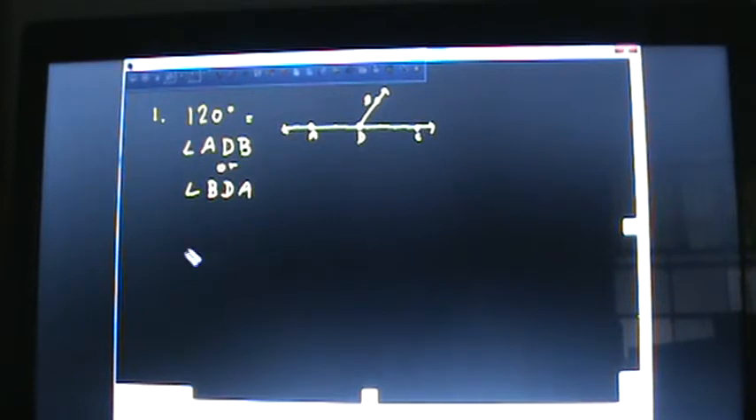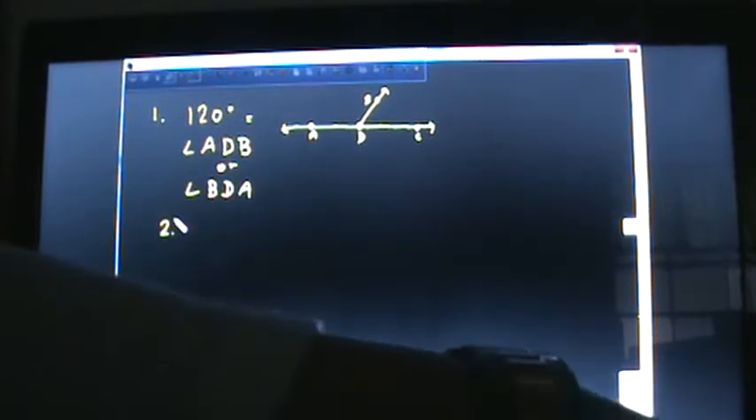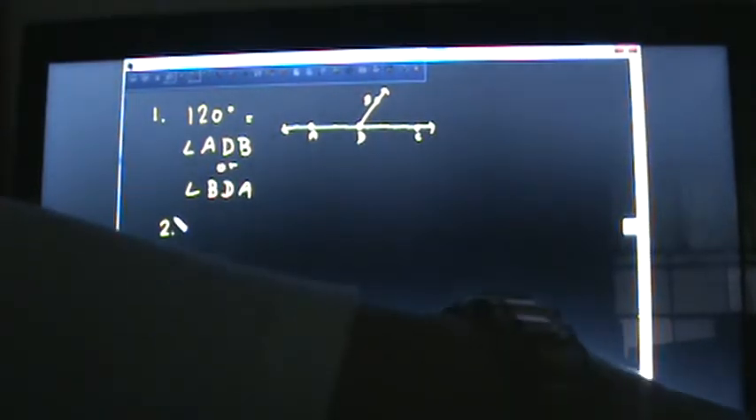Number 2. Looks like my computer is slowing down a little bit. Let me eject this.